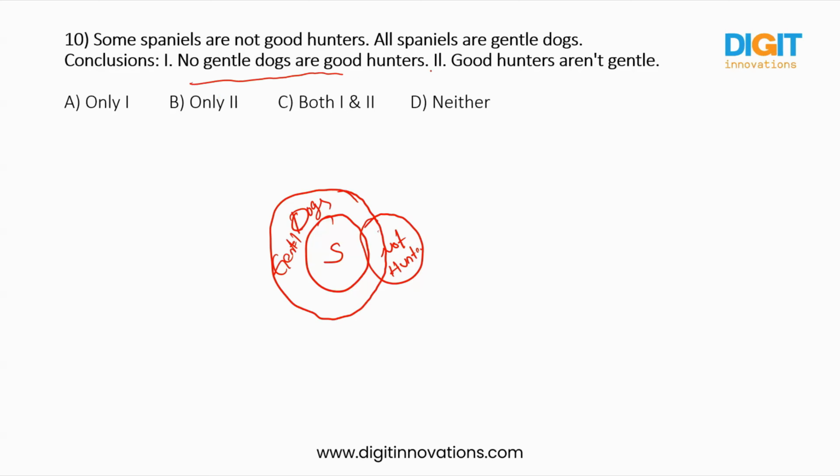No gentle dogs are good hunters. Here there are bad hunters. These are all the bad hunters. So it won't be possible, like good hunters are not gentle.